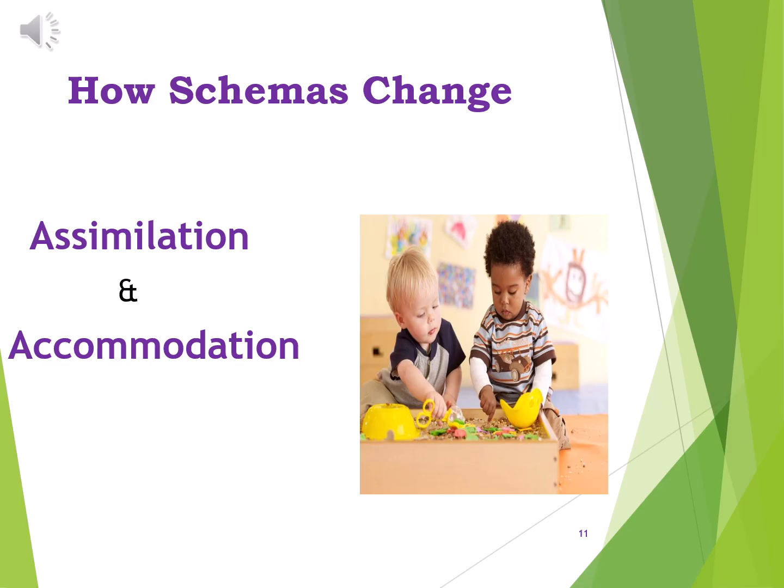So maybe the original schema was dogs are anything that have four legs. Maybe accommodation might change that. Maybe assimilation on a different concept would be that all birds fly. Maybe the child goes to the zoo and learns that most birds fly, but ostriches do not fly.